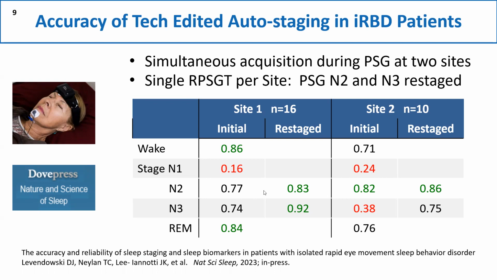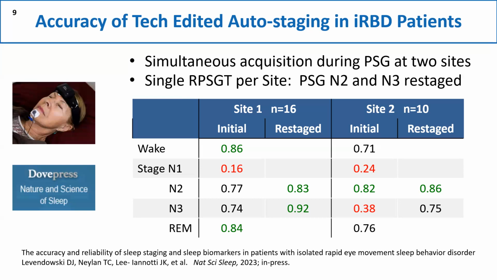And you can see that the positive percent agreement increased substantially, especially during N3 sleep. They simply were calling too much N3 sleep. And then we hit numbers that were very similar to our initial validation in these patients with isolated REM sleep behavior disorder. At site 2, we let them just blindly restage their scoring with the same technician.